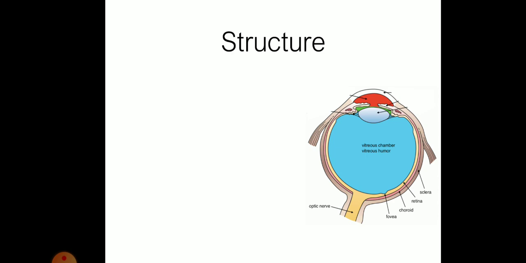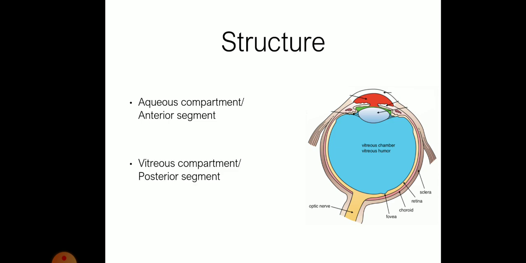Now the structure of the eyeball, the general structure. The eyeball is divided into two compartments by the lens, the crystalline lens. Anterior to the crystalline lens is the anterior compartment, or anterior segment. Since it is filled with aqueous humor, it is also called the aqueous compartment. Posterior to the lens, seen here as the blue colored part, the major part, it is filled with vitreous. So this is called the posterior segment, the posterior compartment, or the vitreous compartment.